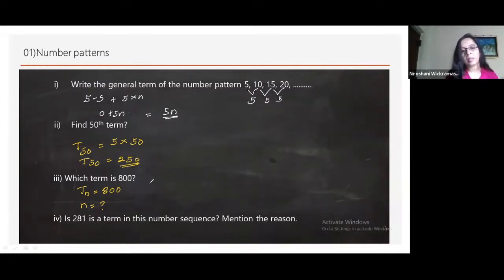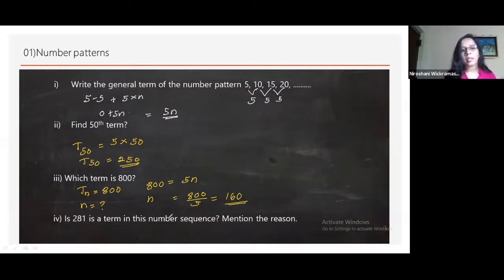Tn is 800. 800 equals 5n. n equals 800 divided by 5. 8, how many 5s are there? 1, 3 remaining. 30, there are 6. 8, 1, 36, 0, 160.